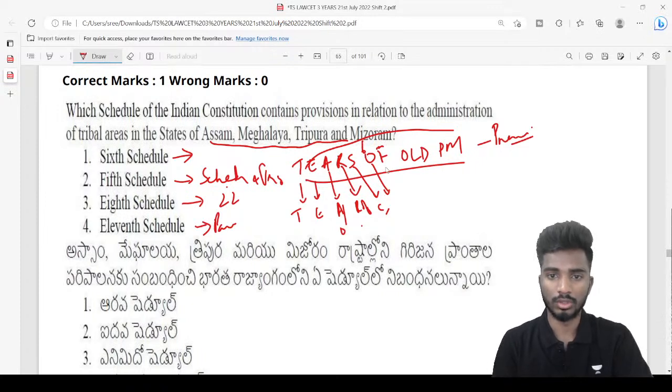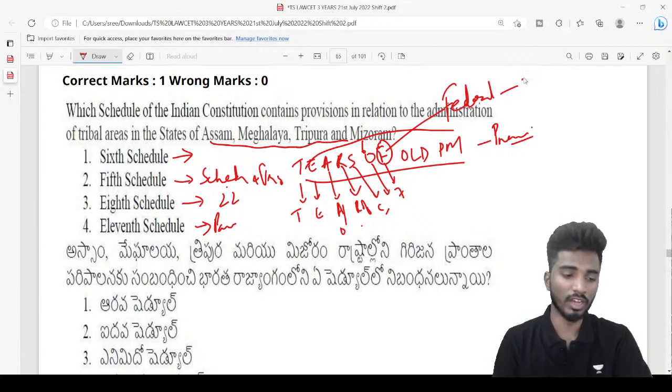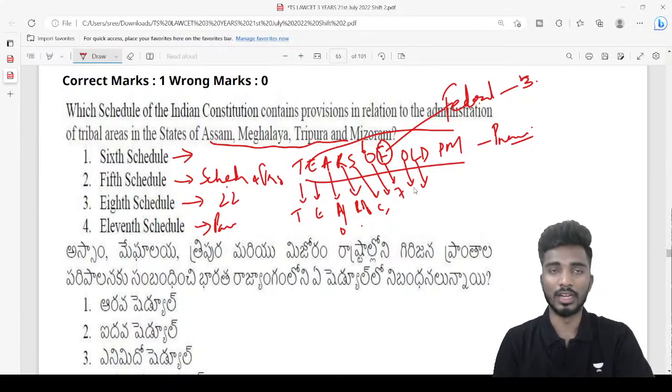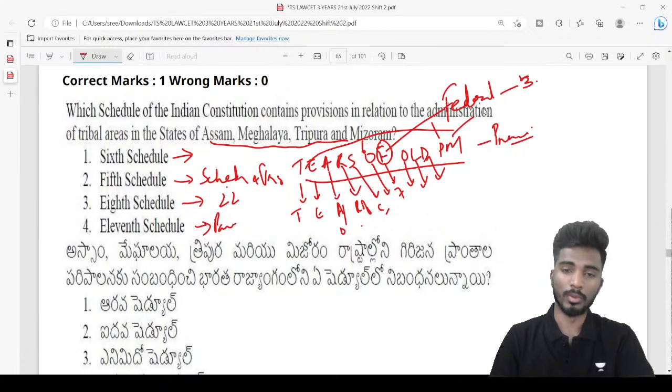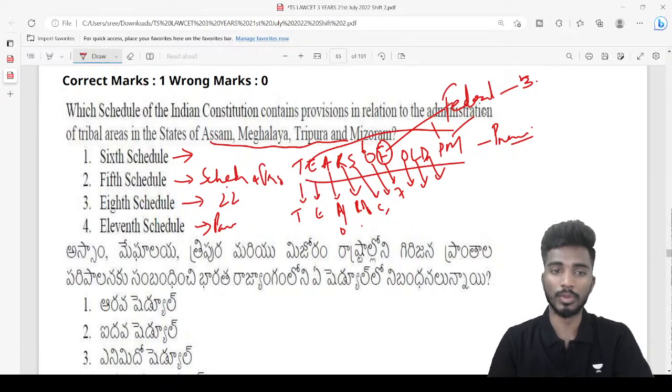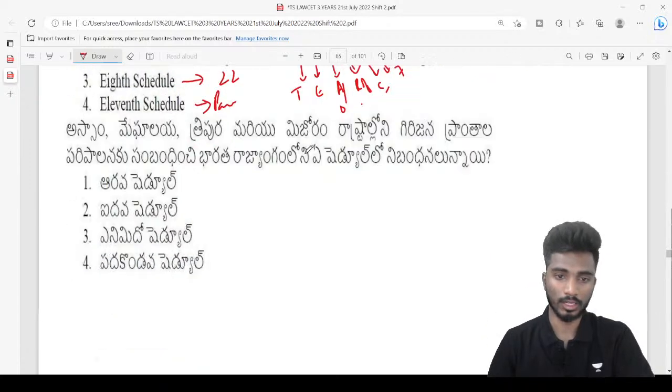This is the 6th schedule. What is the 7th schedule? The 7th schedule is F, the federal system. In the federal system we have 3 lists, that is the union list, state list and concurrent list. The 8th schedule, that is O, talks about official languages. The 9th schedule is related to land reforms. The 10th schedule is the anti-defection law. The 11th is panchayats and the 12th is municipalities. So if you remember this mnemonic, Tiers of Old PM, it is really easy for you to remember all the schedules. Next.